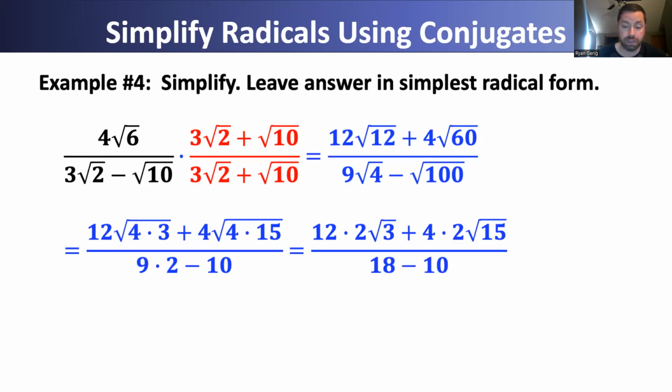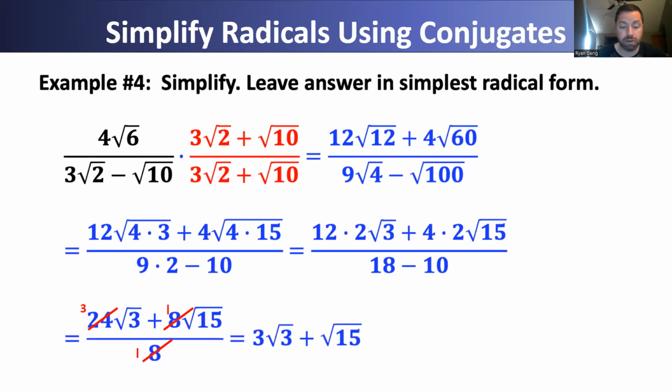All right, so let's put things together. 12 times 2 is 24, radical 3. 4 times 2 is 8, radical 15. 18 minus 10 is 8. And in fact, this one can actually be reduced. 24, 8, and 8 can all be divided by 8. And you need to divide all 3 of them by 8, which leaves me 3 radical 3 plus 1 radical 15 over 1. Simplest way of writing that is 3 radical 3 plus radical 15. Okay, and that is multiplying using conjugates.